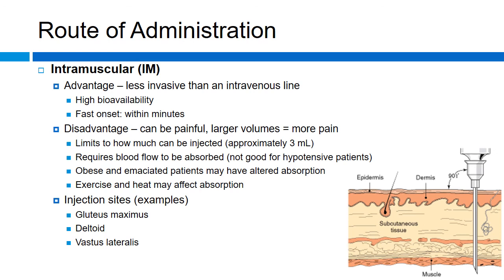Injection sites that you can give include the gluteus maximus, the deltoid, and the vastus lateralis. Those are usually the most common places you'll see intramuscular injections being given.